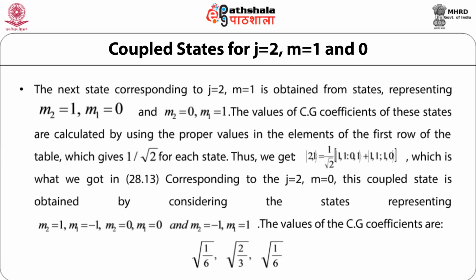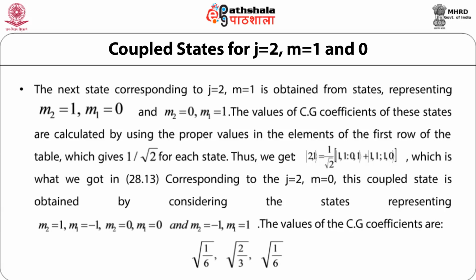Now, corresponding to the other case, that is when the value of the total angular momentum j is 2 and the value of the magnetic quantum number m is 0, this coupled state is obtained by considering the states representing m2 equal to 1 and m1 equal to minus 1, that is one case. Then m2 equal to 0 and m1 equal to 0, this is the second state. And the third state is m2 equal to minus 1 and m1 equal to 1.